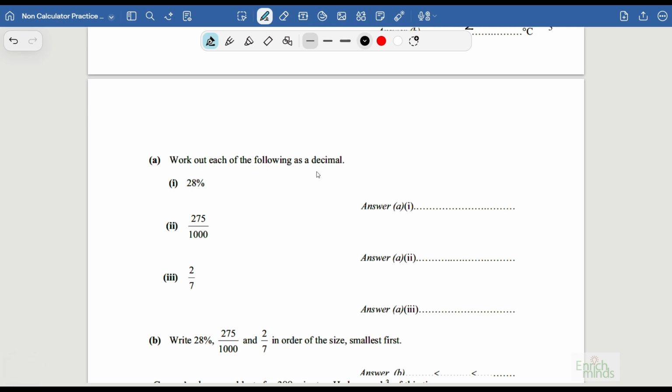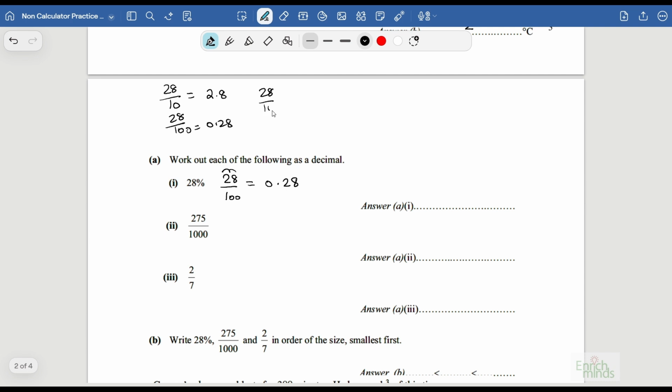Work out each of the following as a decimal. So you need to convert these numbers into decimals. 28% is equivalent to saying 28 over 100 as a fraction. To convert 28 over 100 to a decimal, you need to shift the decimal 2 places to the left. So that's 0.28. When you divide any number by 10, you're shifting the decimal 1 place to the left. So it's 2.8. You divide it by 100, you shift 2 places to the left. So it's 0.28.